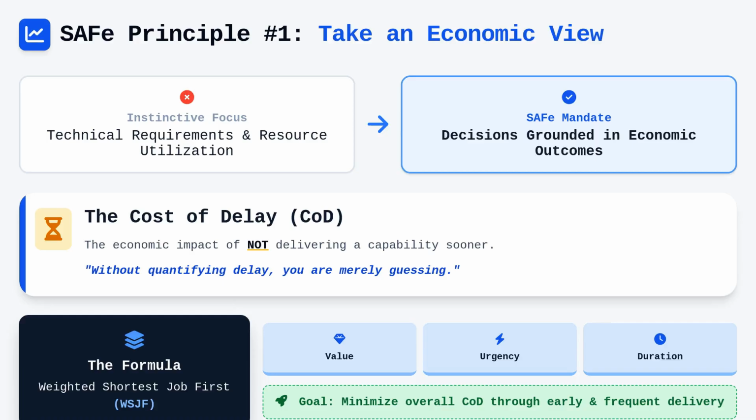across the system. This principle encourages early and frequent delivery, as these actions provide objective evidence of value and reduce the risk of building the wrong thing. It is not enough to deliver. You must deliver the right thing at the right time to realize economic efficiency.